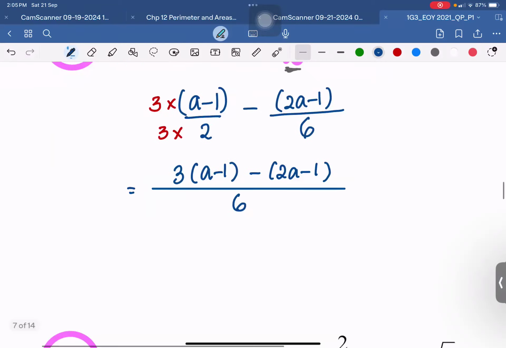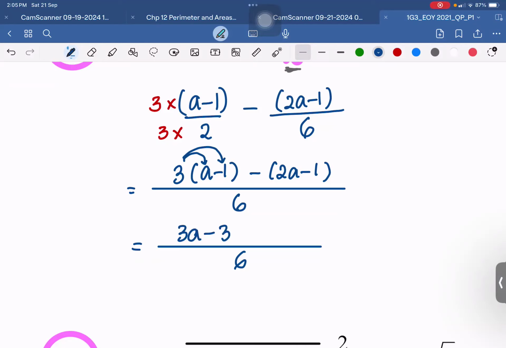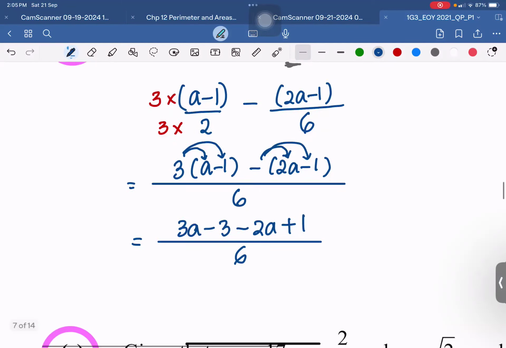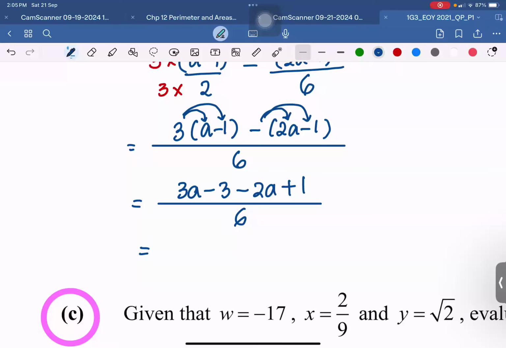Then now, anyone help me to expand my numerator? Maybe I'll call Yuan Yu. Is Yuan Yu around? I think Yuan Yu is here. Yuan Yu, can you help me expand this portion over here, what we get? 3a minus 3. Correct. Then the next one at the back: negative 2a plus 1. Very good, wonderful. Thank you. Okay, good. So in this case, we have our numerator.